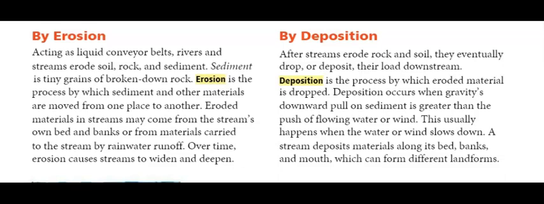By deposition. After streams erode rock and soil, they eventually drop or deposit their load downstream. Deposition is the process by which eroded material is dropped. Deposition occurs when gravity's downward pull on sediment is greater than the push of flowing water or wind. This usually happens when the water or wind slows down. A stream deposits materials along its bed, banks, and mouth, which can form different landforms.